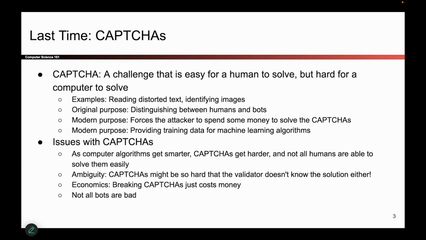Then we talked briefly about CAPTCHAs. These are challenges that are easy for humans but hard for computers. But nowadays, the difference between a human and a computer is getting harder to detect. And in particular, machine learning has started to make the difference a bit less clear. And we talked about some issues, for example, accessibility issues when CAPTCHAs get harder, ambiguity, where we don't even know the solution as the person making the CAPTCHA, and also the fact that if someone wants to break a CAPTCHA, they can just pay humans to solve it. So that's what we talked about last time.